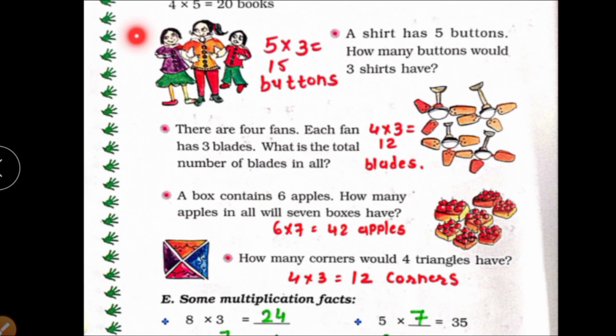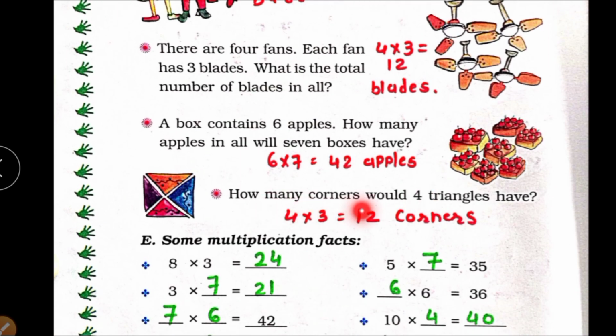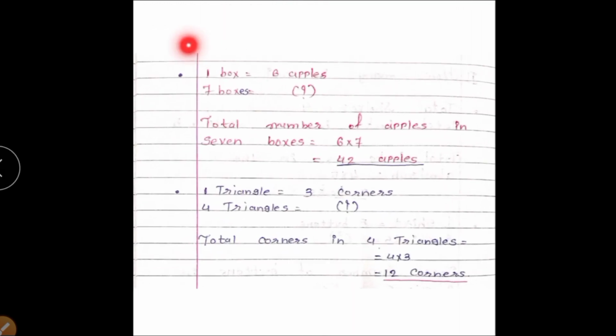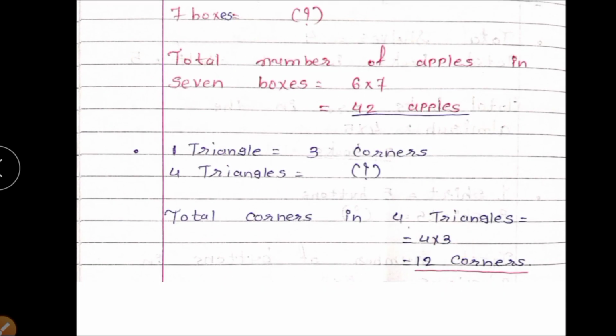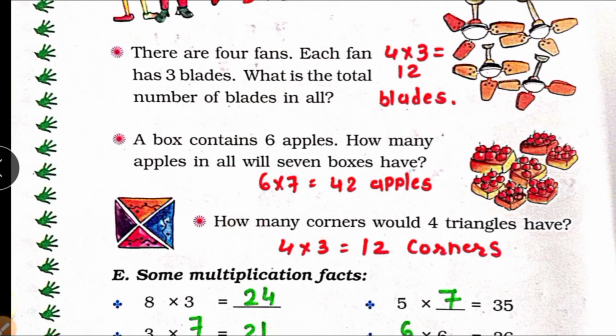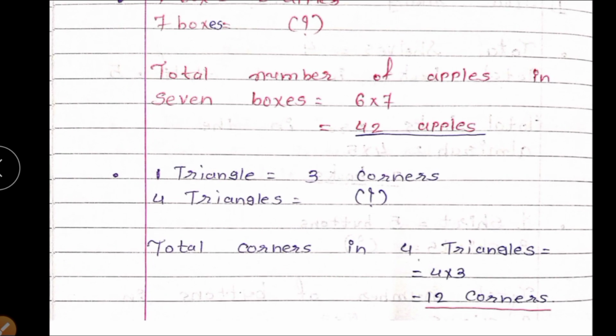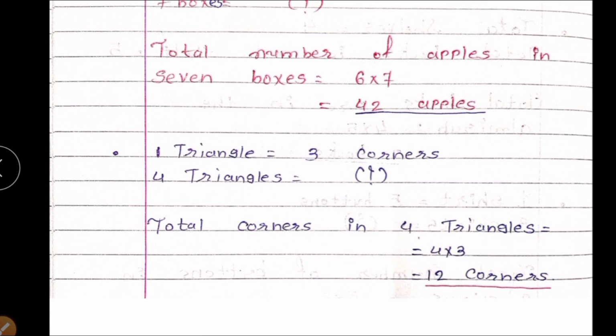Now next. How many corners would 4 triangles have? Okay. Let's see. 1 triangle equal to 3 corners. Okay. Here in the picture you can see 1, 2 and 3. 1 triangle equal to 3 corners. Now for 4 triangles. So total corners in 4 triangles equal to 4 multiplied by 3. 4 3s are 12. 12 corners.